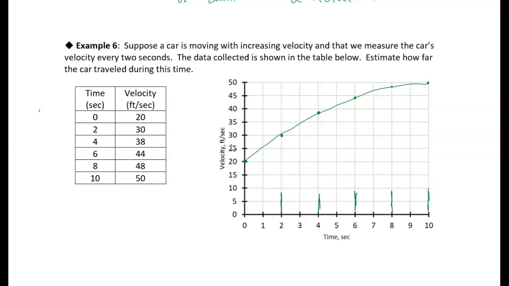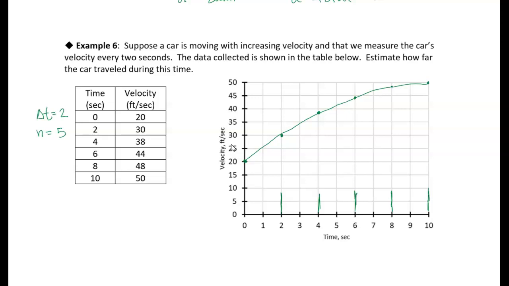So our change in time for each interval is 2, and we have a total of 5 intervals. So we say n equals 5. N is the number of intervals. Okay, notice we have 6 data points, but we have 5 intervals, so be careful about that.